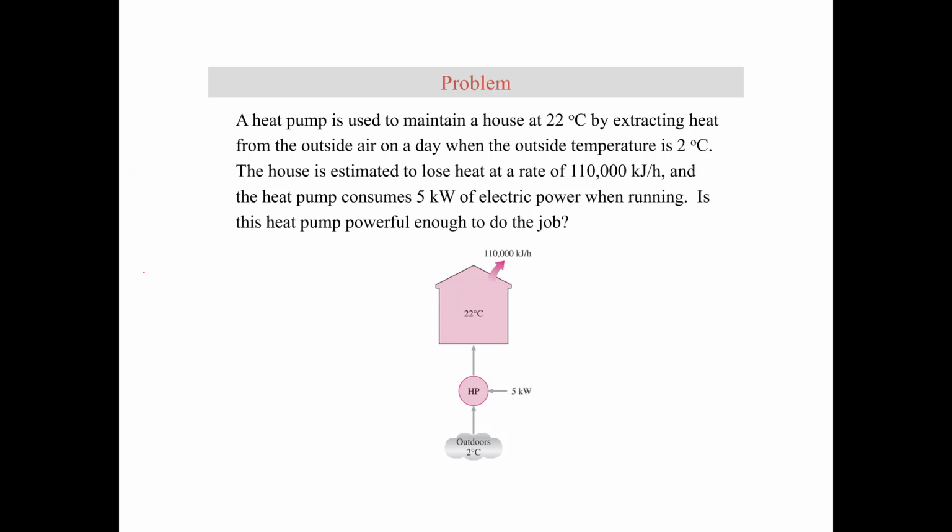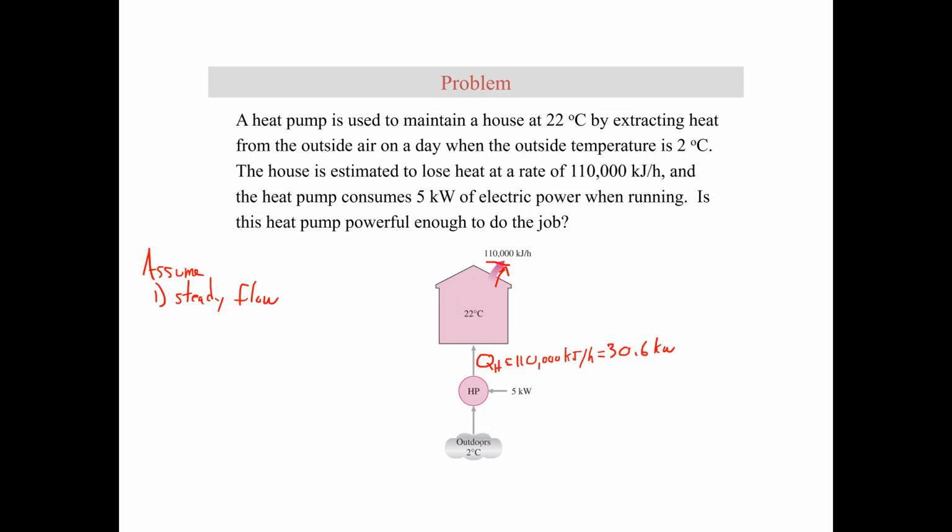So I'll start off the problem assuming that this operates at steady flow. Let's look at what's going on. This house is losing heat at a rate of 110,000 kilojoules per hour. That means I must supply heat to the house at that same rate in order to maintain the temperature. So the Q being supplied is 110,000 kilojoules per hour, or in kilowatts, 30.6 kilowatts.